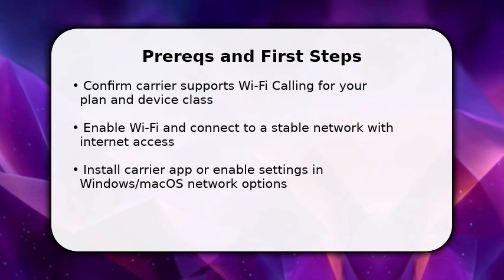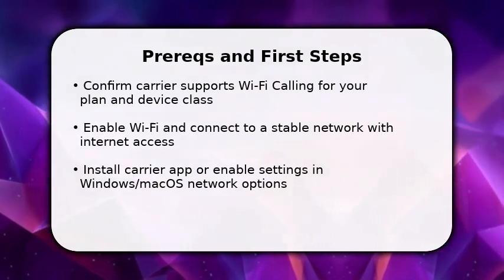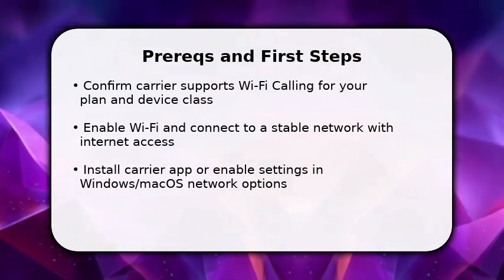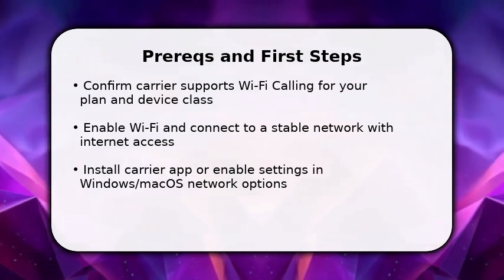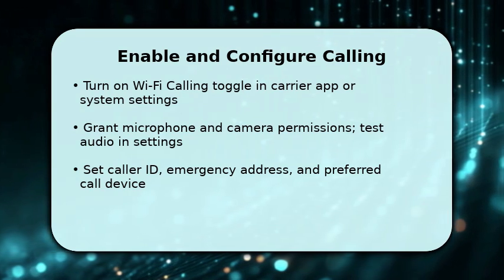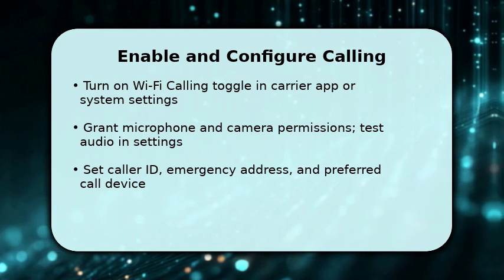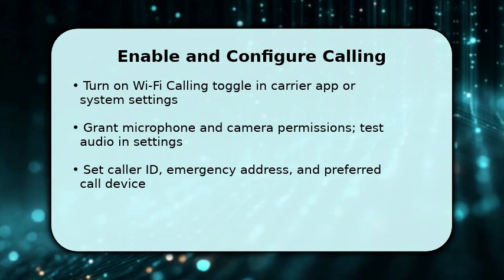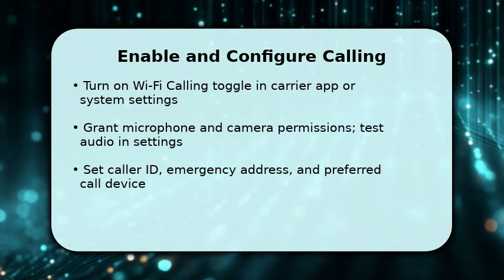Next, install or open your carrier's calling app if required, or prepare to add your phone number into the system calling feature. Once done, move to enabling the actual Wi-Fi calling option so your laptop can handle calls. Now enable Wi-Fi calling by toggling the option in your carrier app or the operating system's calling settings. You may need to sign in with your carrier credentials. Grant microphone access and, if you'll do video, camera access, because without permissions, audio won't transmit.